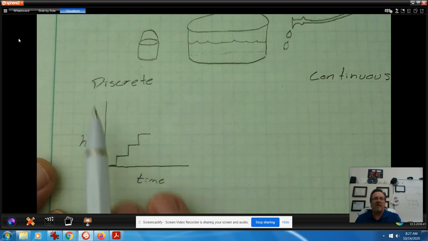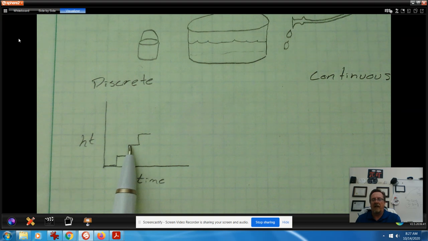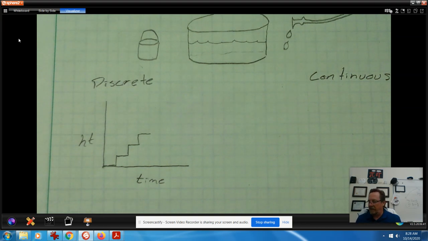This situation is called the discrete situation. It comes in distinct steps. There wasn't any water in it, boom, there was water in it, and it stayed at that level until boom, I made the change, and the next level occurred until boom, I make another change and I'm at a different level. Anything that can follow this sort of stair-stepped pattern is called discrete.